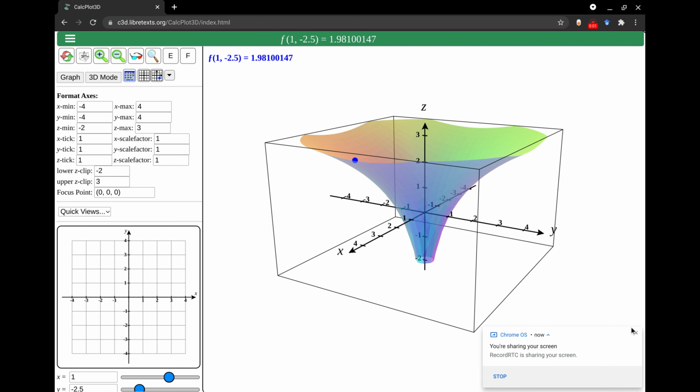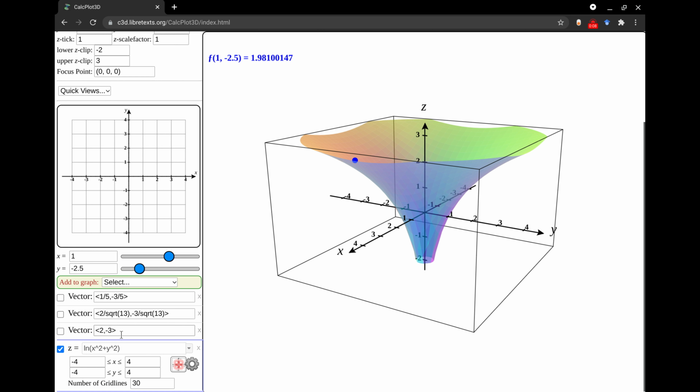All right, so what I've done is I've taken the example we just worked on, the natural log of x squared plus y squared, and I've plotted the surface in this CalcPlot3D. I know a lot of y'all prefer GeoGebra, and it's a lot nicer to look at, but the vectors are harder to draw on that one, so that's why I'm using this. But so this is the surface natural log of x squared plus y squared. Here's our x direction and y direction right here.